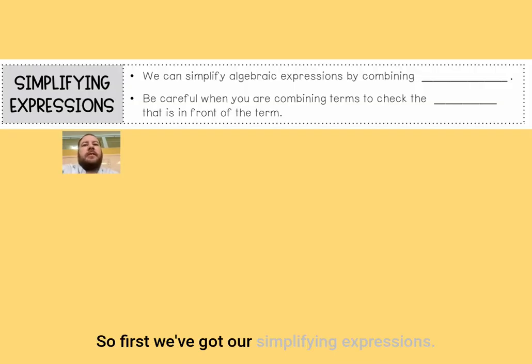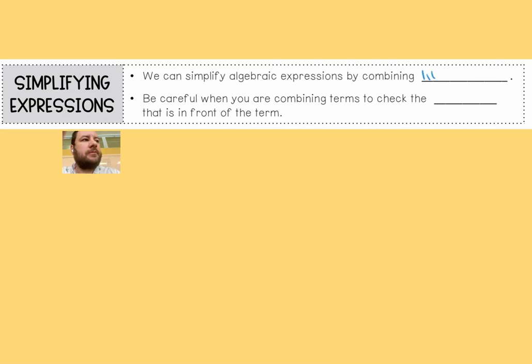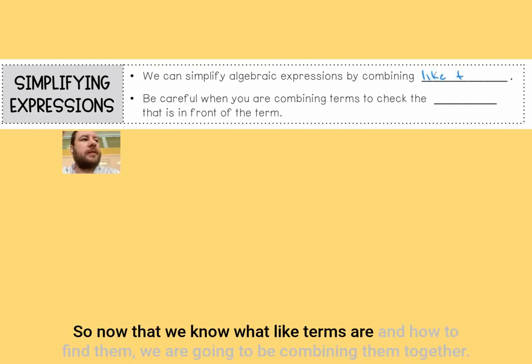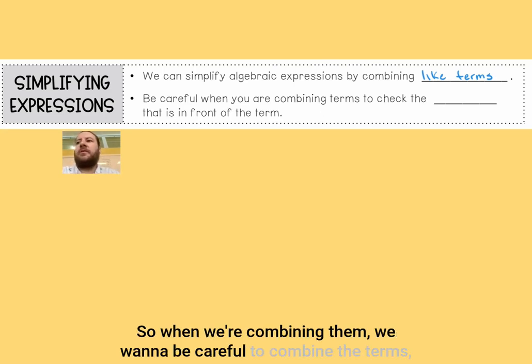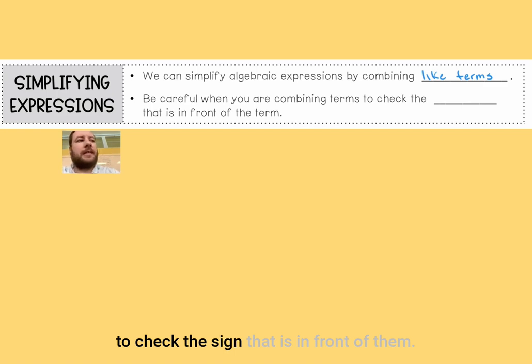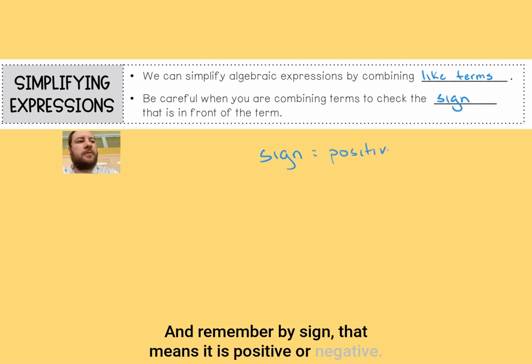So, first we've got our simplifying expressions. We can simplify algebraic expressions by combining like terms. Now that we know what like terms are and how to find them, we are going to be combining them together. When we're combining them, we want to be careful to check the sign that is in front of them. And remember, by sign, that means it is positive or negative.